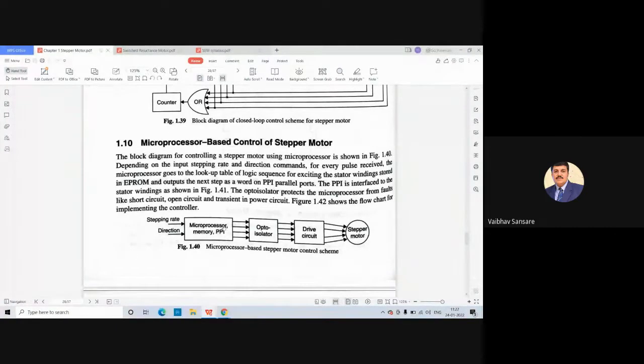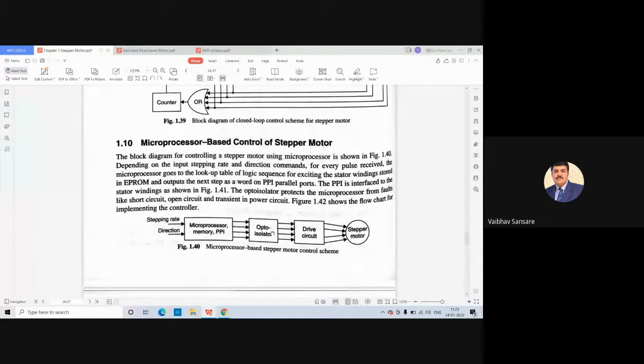So these are actually PPI parallel ports where we interface IO devices, that is the input output devices. Okay, and that microcontroller has memory and PPI, and whatever logic sequence is generated at these PPI parallel ports, that particular logic sequence is given to the gate driver circuit of these semiconductor switching devices through opto isolator.